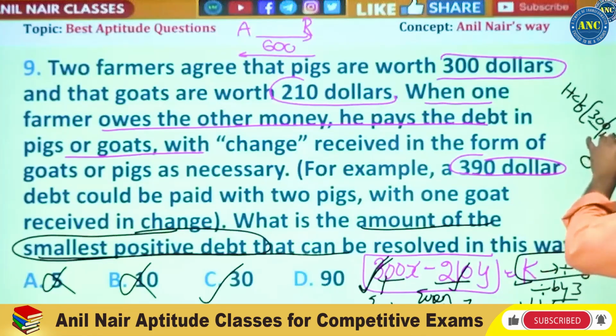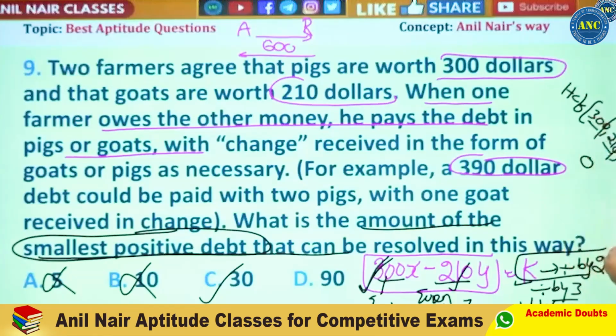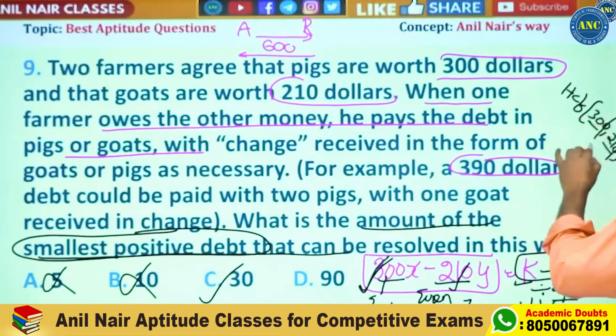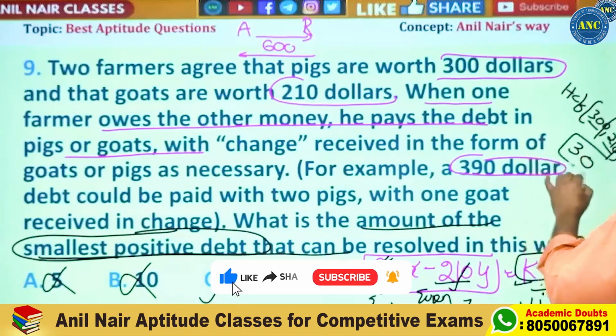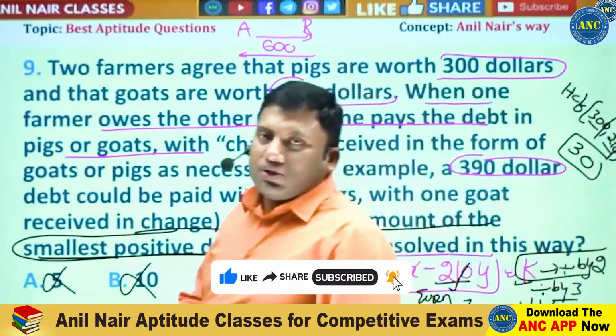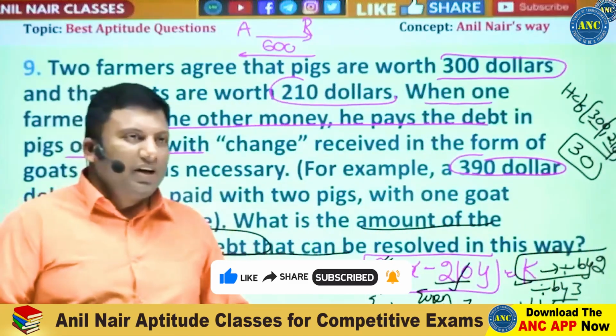This is 21. 21 does not divide 30. Factors of 21 are 7. 7 will not divide 30. 3 will divide 30. Answer is 30. HCF of 300 and 210, it is 30. I hope it is clear.